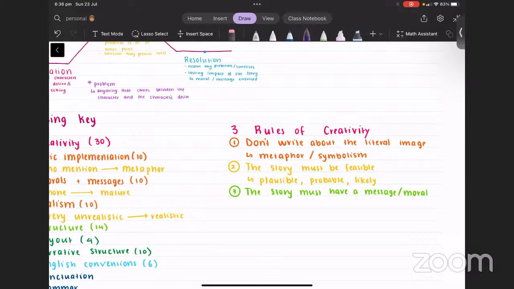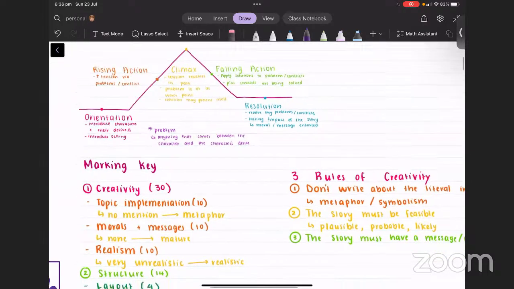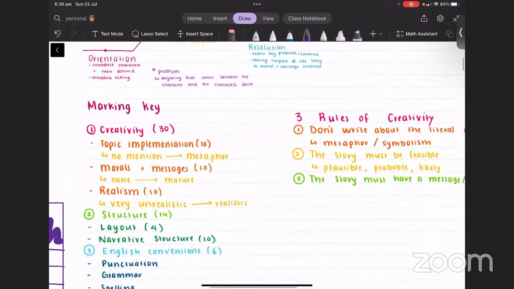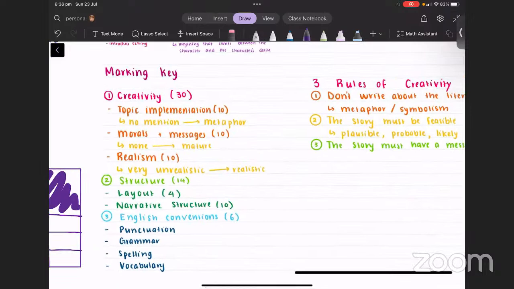And obviously, if it's your first time doing it, it might be a bit tricky, but as you go on, you'll see how to do it better and better until when you sit the GATE exam, you'll see the prompt, you'll think of a metaphor, symbolism, idea that would work really well. You do your little plan, you follow the narrative structure, and you incorporate a message and moral, and you get good results, hopefully. So just briefly, because it's here, I'll go through the marking key.